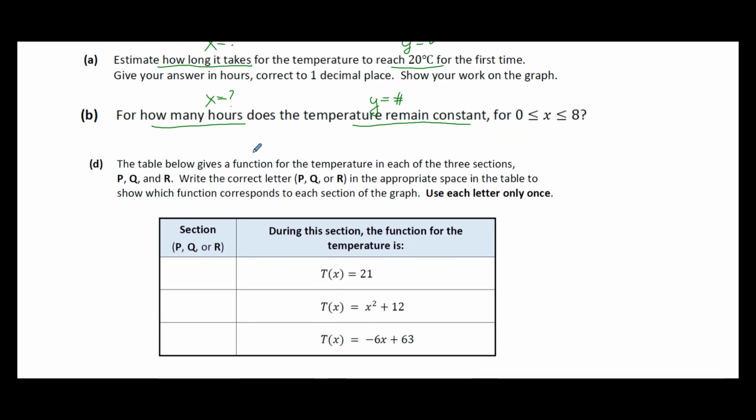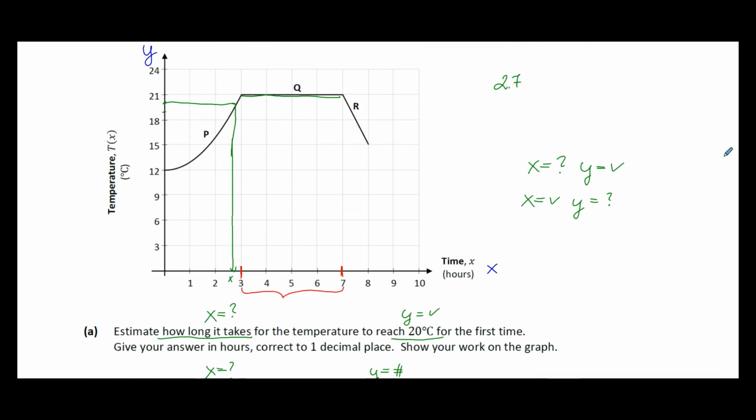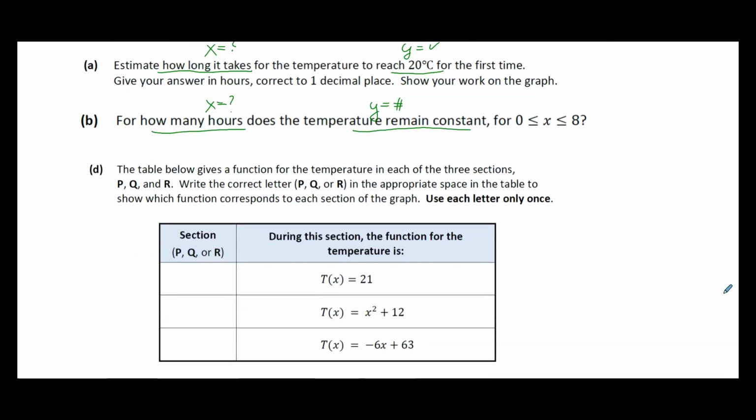The table below gives a function for the temperature in each of the 3 sections. So the sections we have seen, P, Q, and R. And we can see that those sections are very different. Like here, it is a curve. Here is a straight line. Here is as well a line. It just goes down. So we have to write the correct letter, either P, Q, or R.